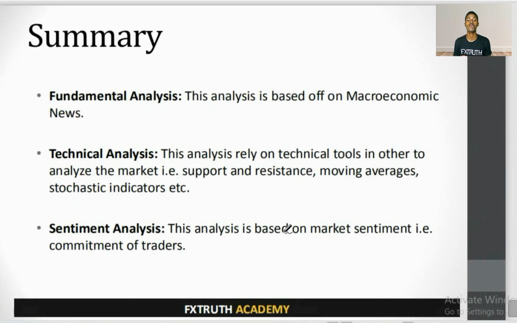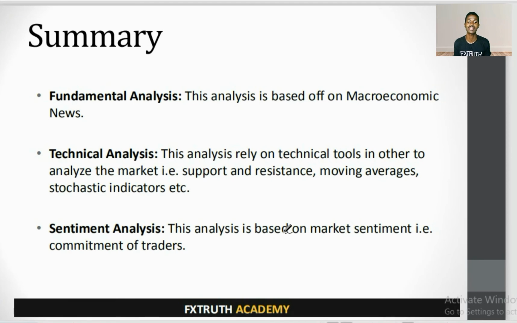So now moving forward, we've come to the end of today's class. The summary for today's lesson is that fundamental analysis is based off of macroeconomic news. So this is how most traders trade. They trade the fundamental analysis. They are waiting for a news release before they trade the financial forex market.